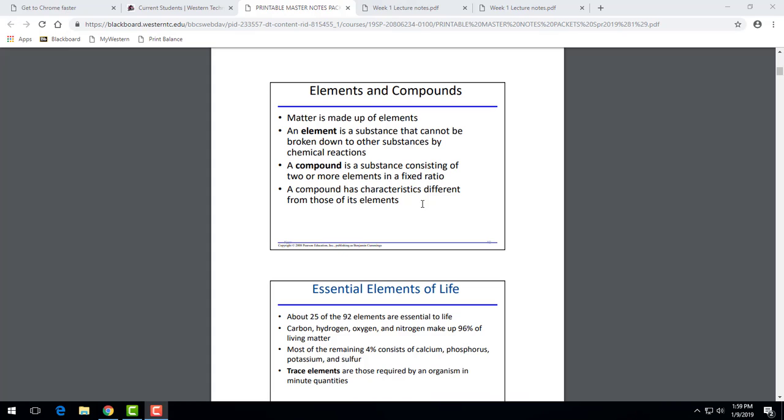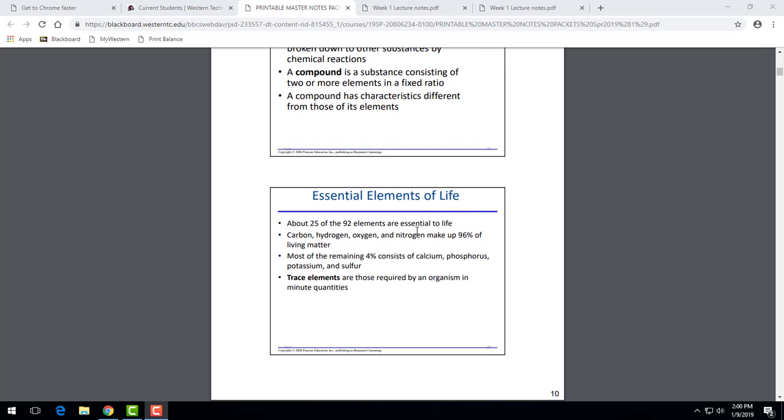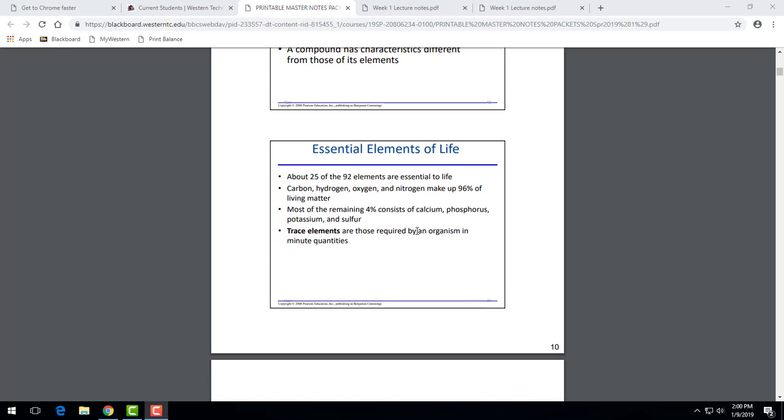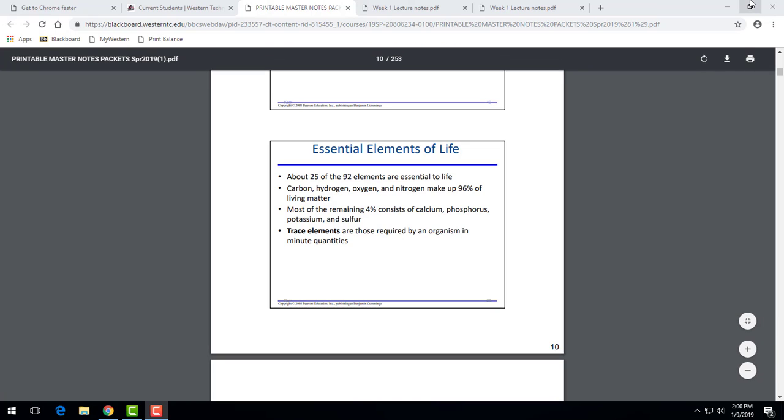And a compound is when we mix elements together. Sodium chloride, the table salt that you pour on your food, is a compound. It's sodium and chlorine, 2 atoms bonded together. We'll talk about the different types of bonds. When we look at these different elements, 25 are essential to life. We cannot live without these elements.